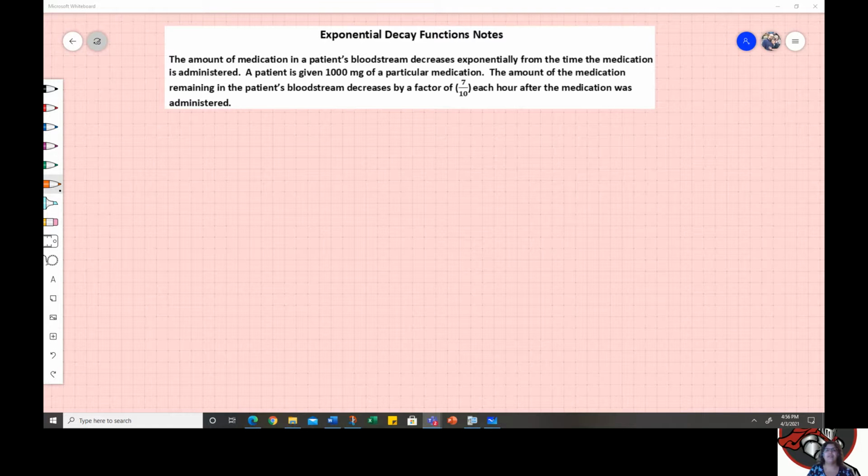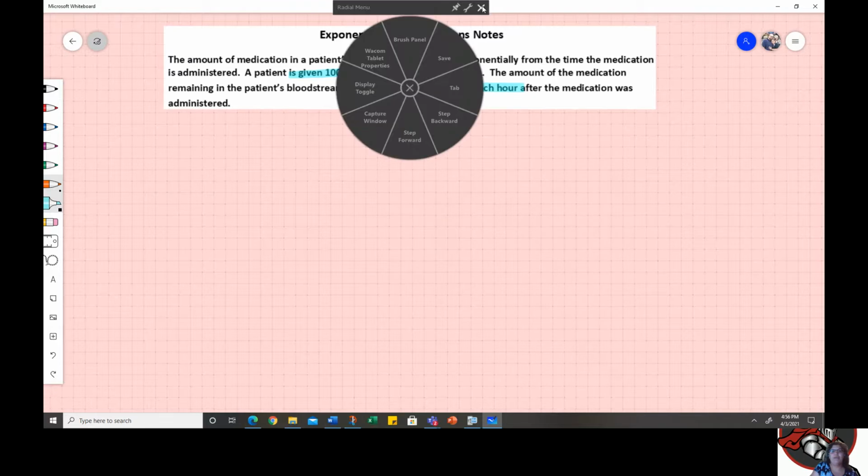A patient is given 1,000 milligrams of a particular medication, and the amount of medication remaining in the patient's bloodstream decreases by a factor of 7/10 each hour after the medication has been administered. So the important information that we want to remember is that they were given 1,000 milligrams to start with, and that it decreases by a factor of 7/10 each hour.